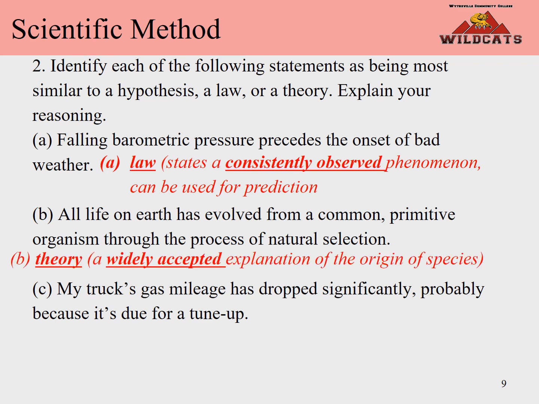B is a theory. All life on Earth has evolved from a common primitive organism through the process of natural selection. Not only is this a widely accepted explanation of the origin of species, though it can be controversial sometimes, but it's called a theory because it's trying to explain why or how something happened. Notice in A with the law, it just said this is what happens. In B, it's trying to not only say this is what happened, but this is how we think it happened.